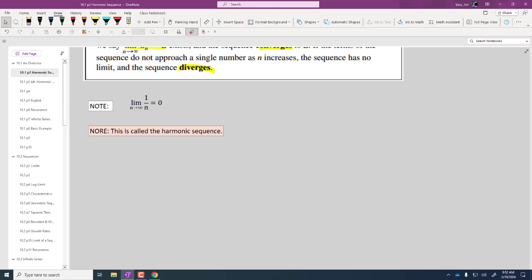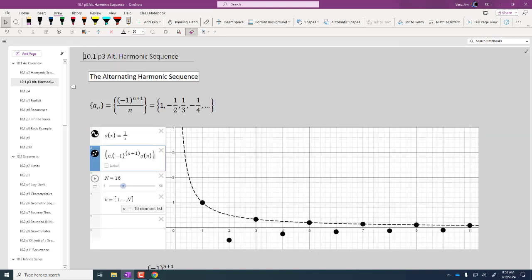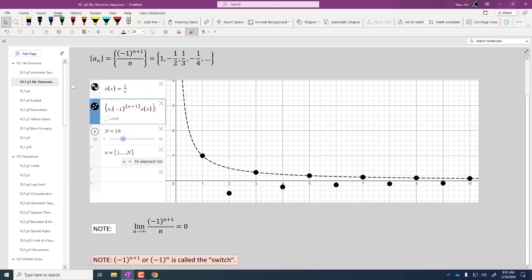We have another sequence that's very closely related to the harmonic sequence, called the alternating harmonic sequence. The alternating harmonic is what it sounds like. We take the harmonic and we just swap the signs. Plus, minus, plus, minus, plus, minus. So there's a picture of the alternating harmonic. You can see from the graph that the limit of it is also 0.